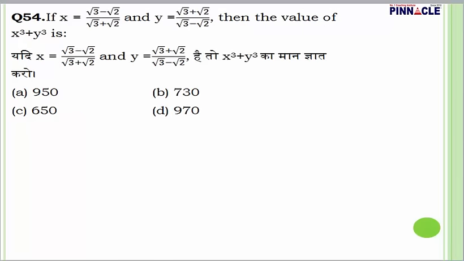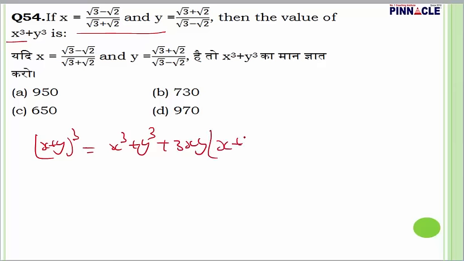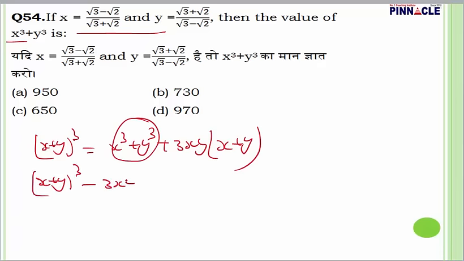Next question, question number 54. If x is equal to root 3 minus root 2 divided by root 3 plus root 2, this equation is given, then we have to find the value of x3 plus y3. So x plus y power 3 is equal to x3 plus y3 plus 3xy into x plus y. But we have to find the value of x3 plus y3, so that should be equal to x plus y power 3 minus 3xy into x plus y. Here we have x and here we have y.